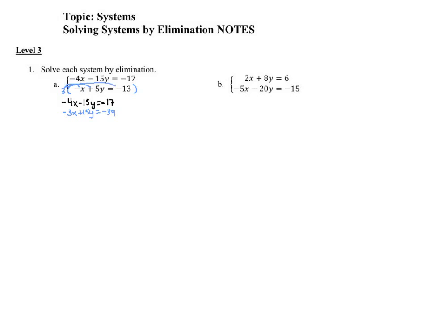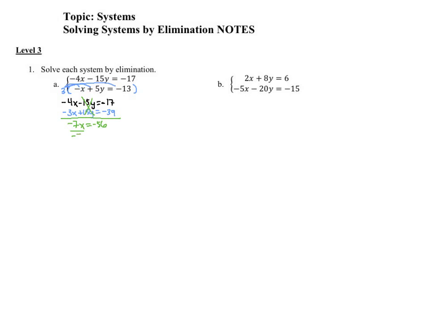Now when it comes to elimination, you want to get rid of a variable. We'll look right here at the y's. I have negative 15 and positive 15. Well, those cancel. So now negative 4 minus 3 is negative 7x. Negative 17 minus 39 is negative 56.